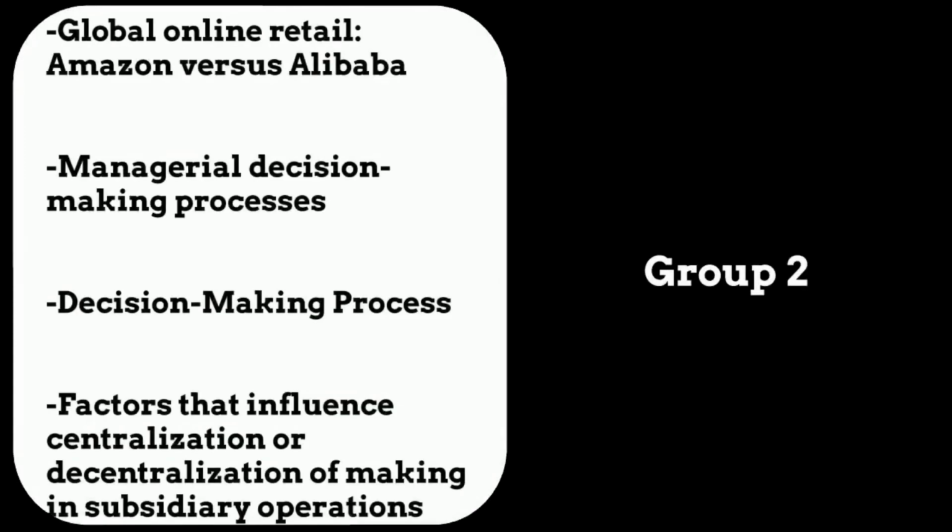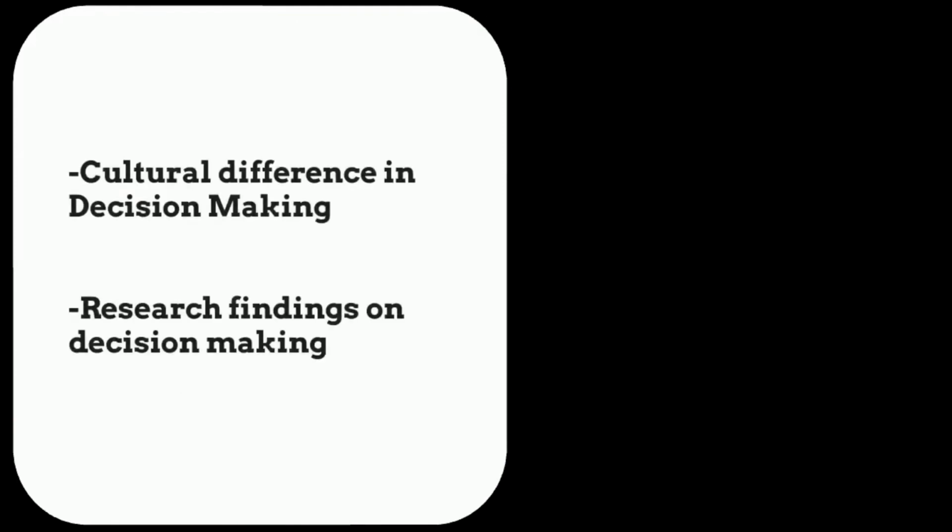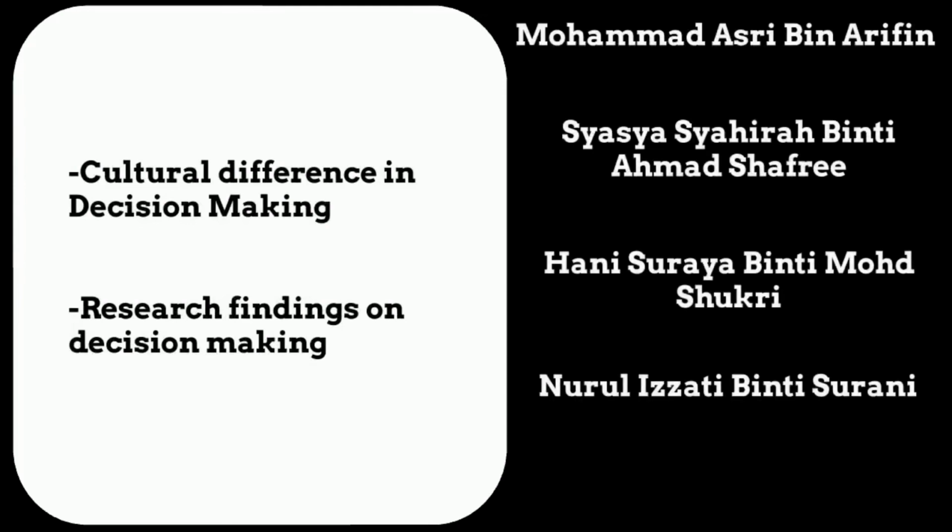To summarize, in this video we have learned about management decision and control. Decision making consists of the managerial decision making process, followed by factors that influence centralization or decentralization of decision making in subsidiary operations. Next is cultural differences in decision making. First, it is about how managers view time in the decision making process. Second is co-determination between Germans and Scandinavians. And lastly is the difference between Japanese and Europeans in their long-term focus.